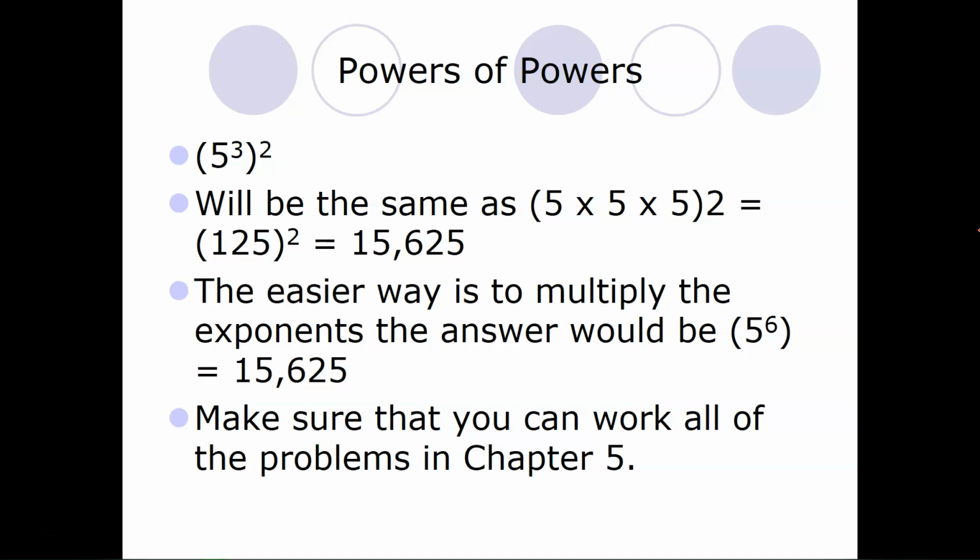So you can do this a couple of different ways. The easiest is to multiply your exponents together so that you end up with 5 to the sixth, and that will end up being your 15,625.